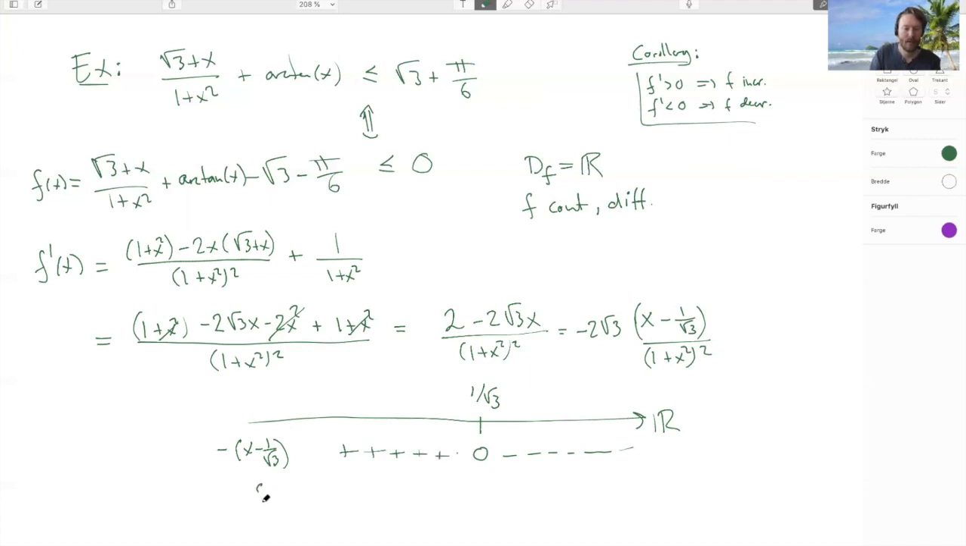What does that tell me about f prime? Well, f prime has exactly this sign, so I don't have to do another line for it. So we can go immediately to f, and this is the point where I use this corollary.